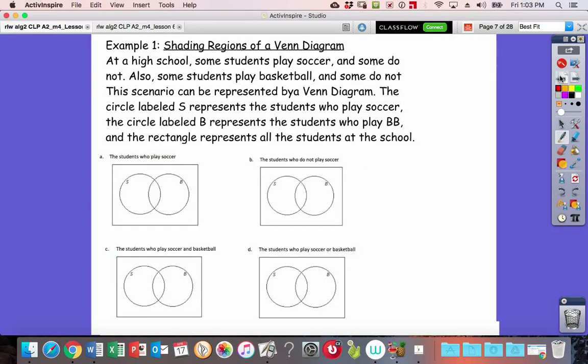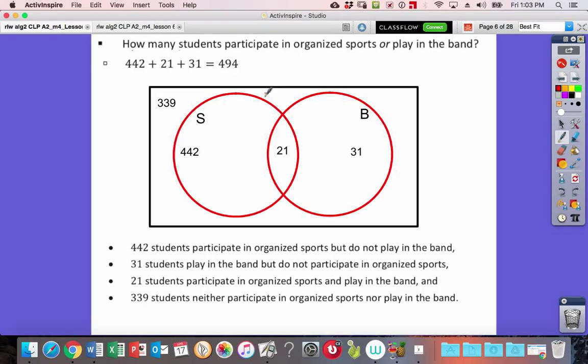Okay. Oh, I forgot one. If you want to know how many students participate in organized sports or play in the band, then you're adding 442, 21, and 31, and you're going to get 494. Okay. So when you use a Venn diagram, it's pretty nice to be able to see things, but you need to make sure you understand how they're visually representing that.